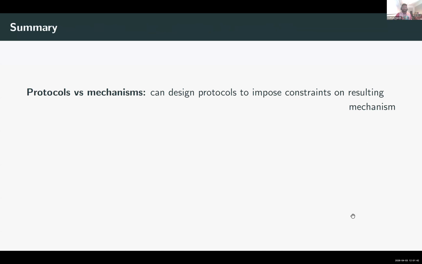I'll finish with the summary. One is the conceptual takeaway: you don't always have to try to micromanage every outcome that might happen on the chain. Sometimes you just try to design protocols, as in the TFM case, and sometimes you have to design mechanisms and make sure you really engineer the smallest of details on chain.